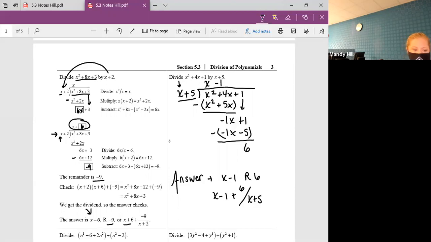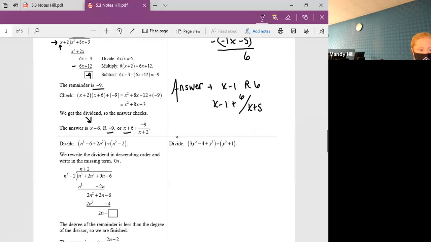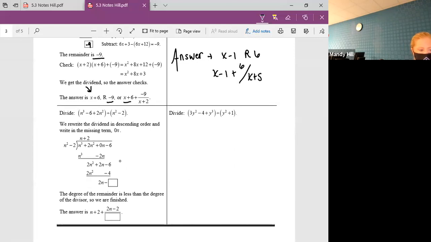Okay. Yeah. So let's go down here and look at this one. They kind of jump started this one a little bit, but they've written out the problem for us. We've got n squared minus 2. So they're trying to get rid of the n to the third. So they thought, well, what can we multiply? So ignore the plus 2 right now. But what can you multiply n squared by that's going to get you n to the third so that it'll cancel out? Well, n times n squared is n to the third.